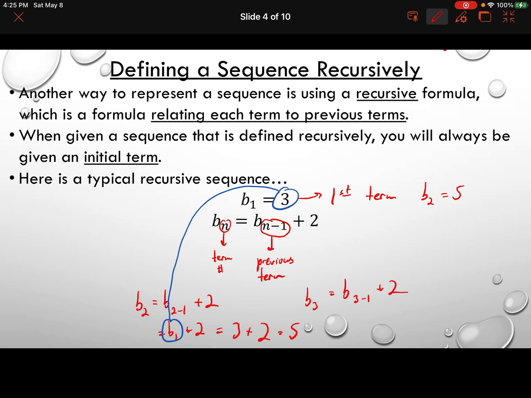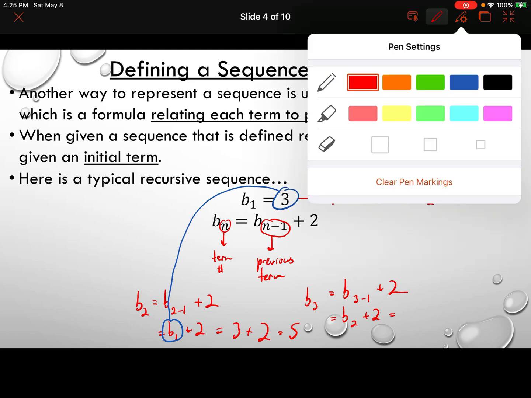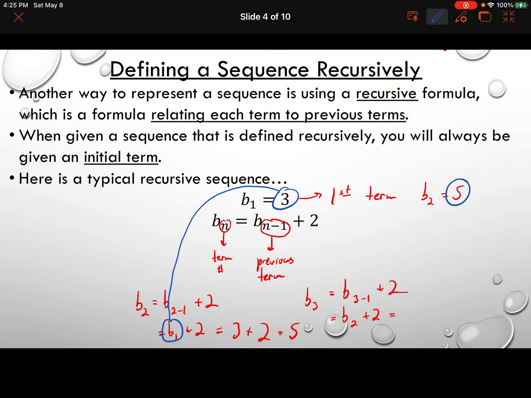Well, let's see. 3 minus 1 is just 2. So that gives me b sub 2 plus 2. Well, b sub 2, we calculated earlier, is equal to 5. So I'm going to substitute that in for b sub 2. So I end up with 5 plus 2 is equal to 7. So that means the third term is equal to 7. And there you go. And then you would just continue on from there if you wanted to find more terms, obviously.